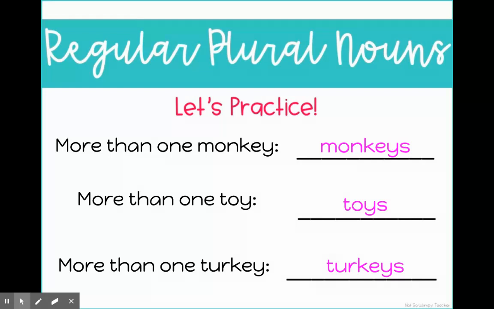So remember our rules. If it is a consonant and then a Y, you're going to drop the Y and add IES. If it's a vowel and then a Y, you're going to follow the original rule and just add an S.